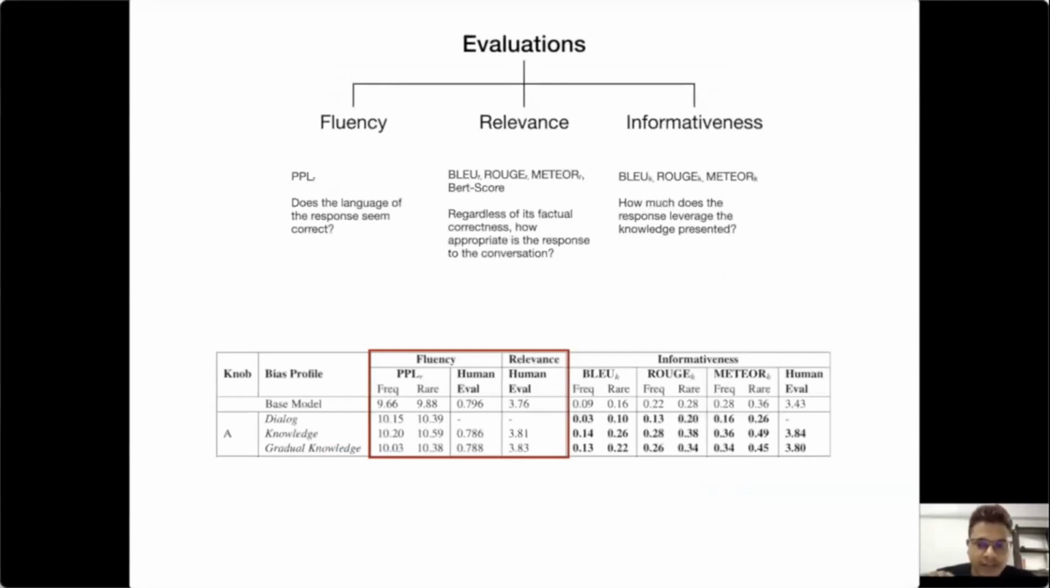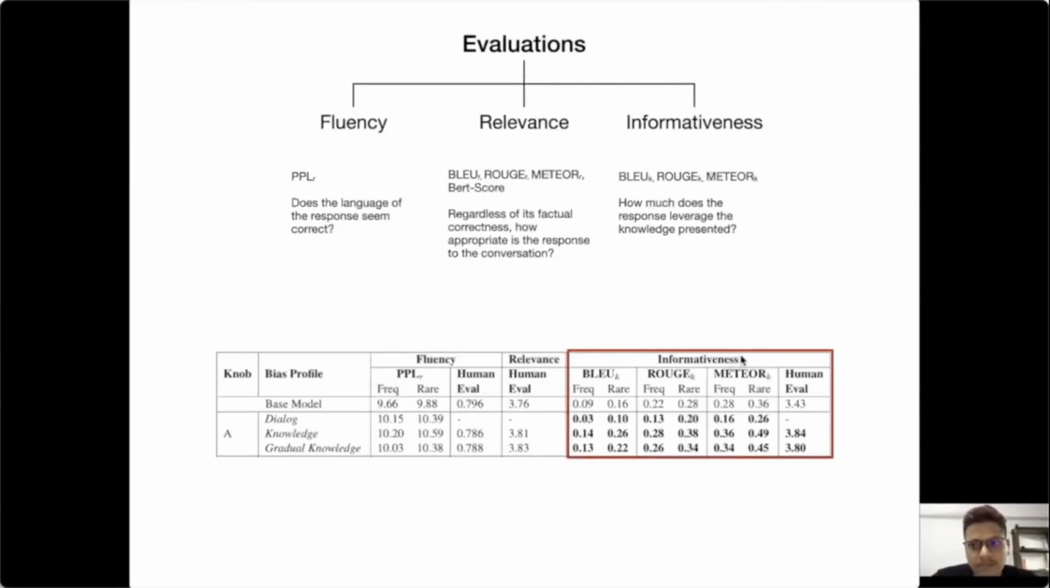So to further evaluate the efficacy of these knobs, we calculate three dimensions, which are desirable factors in knowledge-grounded generation: fluency, relevance, and informativeness. And we include both automatic and human evaluations. So if we look at the numbers, what we see is that given the three biasing variants, there is no statistically significant difference for fluency and relevance between the variants.